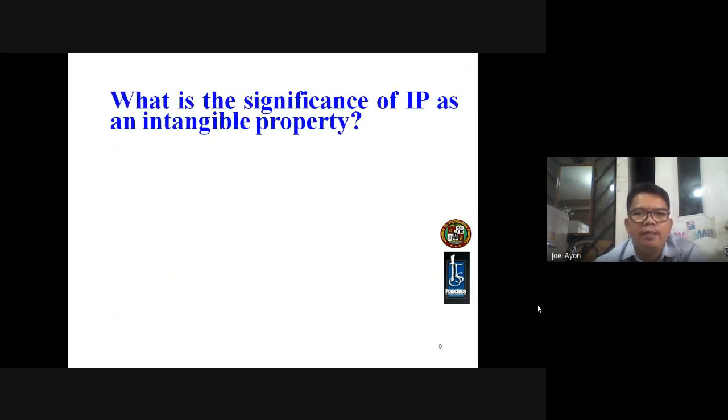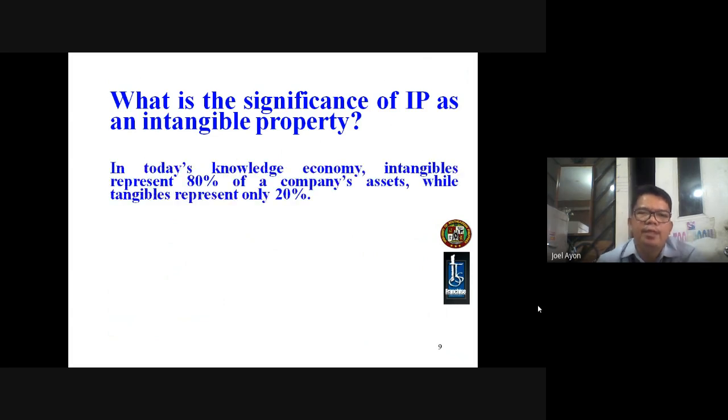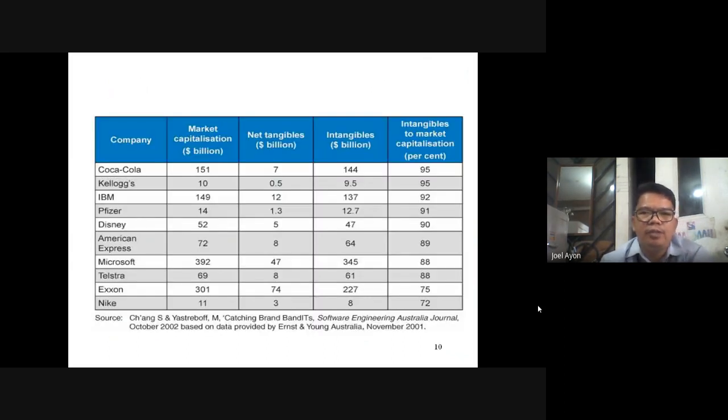Now, what is the significance of IP as an intangible property? So, in today's knowledge economy, so we are now in the knowledge age, intangibles represent 80% of a company's assets, while tangibles represent only 20%. As you can see in the illustration, these are the widely known companies, no? Very popular companies throughout the world.